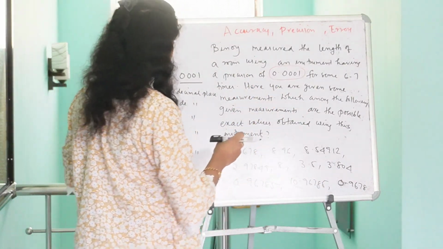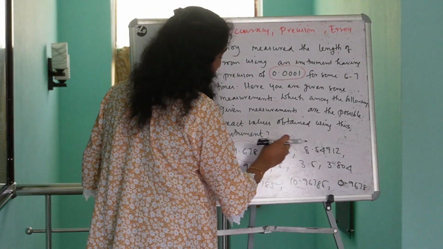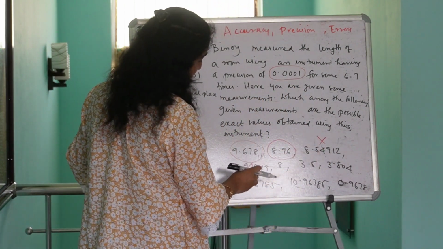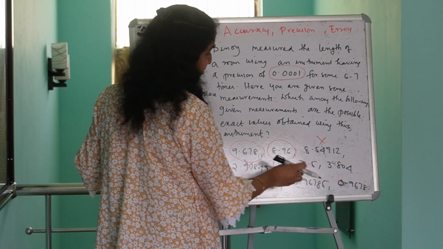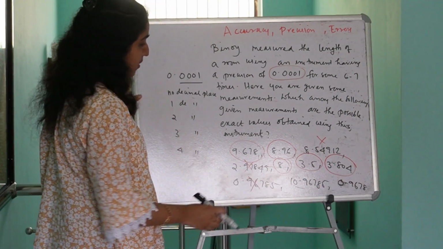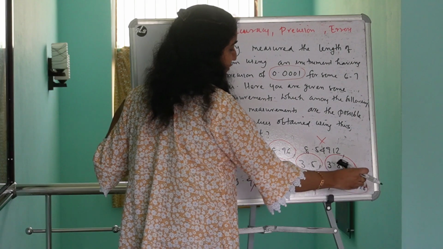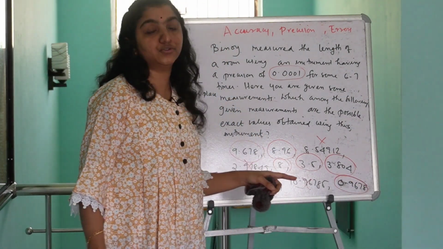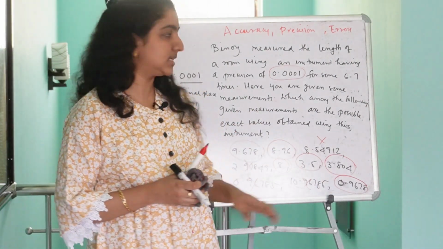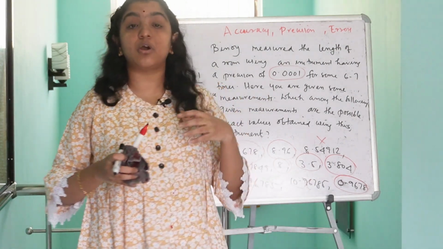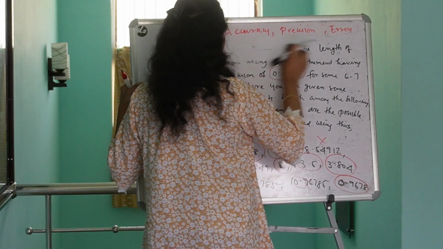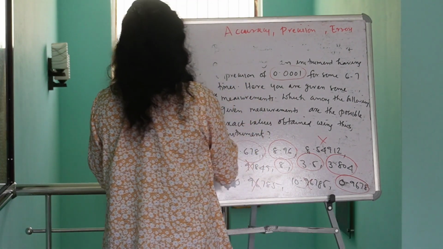So here in this case 9.678 is possible, 8.96 is possible. Here we have 5 decimal places, so it is not possible. Here also we have 5 decimal places, so it is not possible. 8 is possible, 3.5 is possible, 3.804 is possible. This value is not possible, this value is also not possible, and this value is possible. All the circled values are the possible exact values obtained using this instrument. Is it clear, guys? Precision of an instrument. Now let's see an example problem for error, and then let's move on to the next topic.